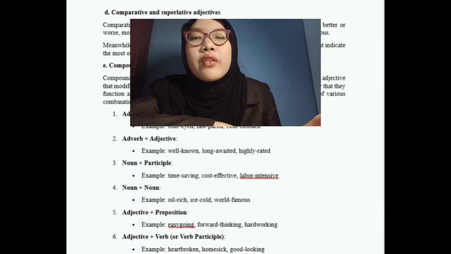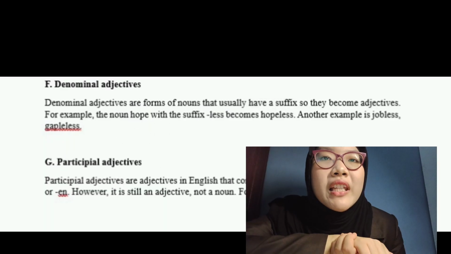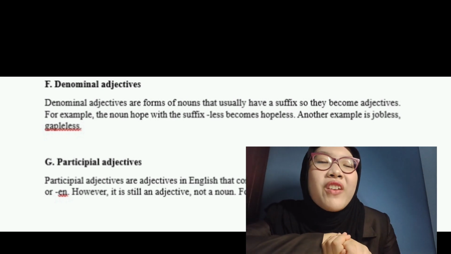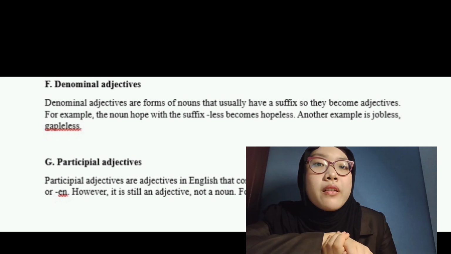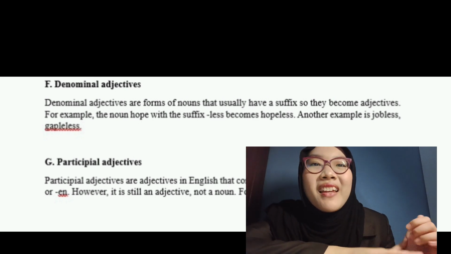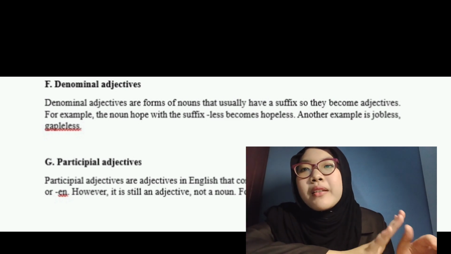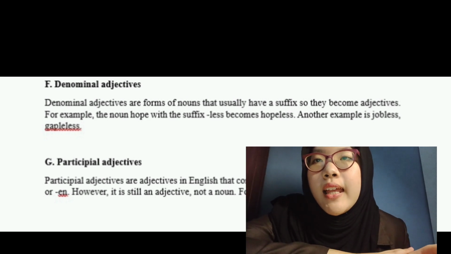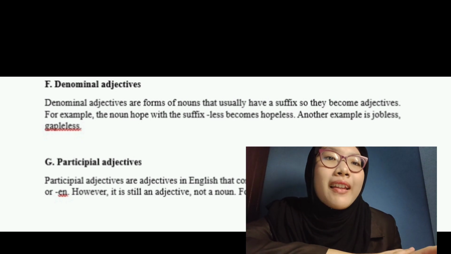It's counted as one. And then the nominal adjectives are forms of nouns that usually have a suffix, so they become adjectives. For example, the noun hope with the suffix less becomes hopeless. And another example is jobless. Then there are adjectives that come from the verb with the suffix ed or en. However, it is still an adjective. For example, lying.